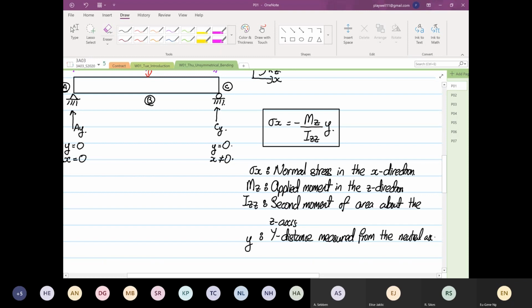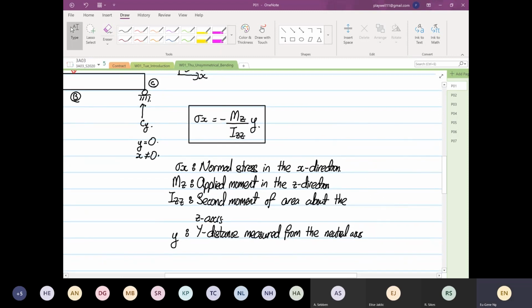Okay, so in terms of units, this is in Pascal, or if we are in imperial, this is pounds per square inch, and then the moment is in Newton meter. Over here is in pound inch. Second moment of area is meter to the power 4, in imperial, inch to the power 4. Distance likewise, only once is in meter.